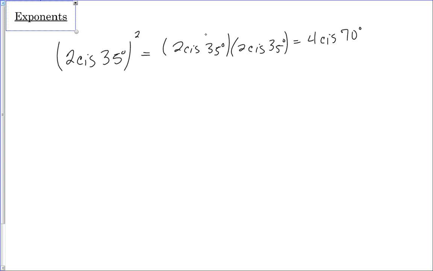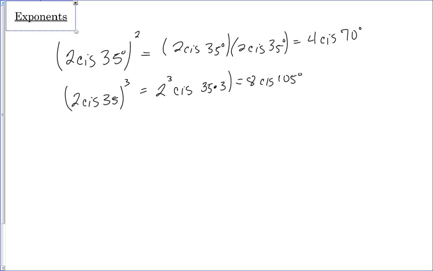Well, when you're doing exponents, all you simply have to do, so let's do 2 CIS 35 cubed this time, is this. You take your r value, whatever it might be, here in this case it's 2, and you raise it to this exponent, and then CIS, you take your angle, and then you multiply it by whatever that exponent is. So this would be 2 cubed, of course, is 8, CIS, and 35 times 3 is 105. So that is literally all there is to using exponents with complex numbers.